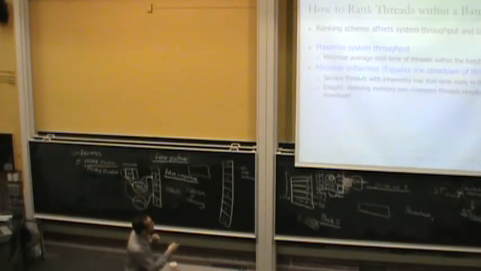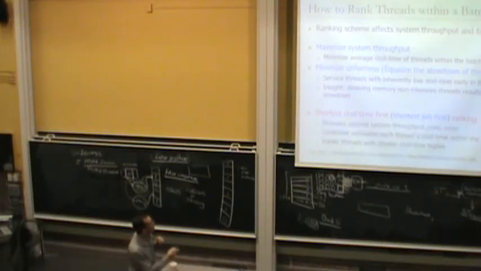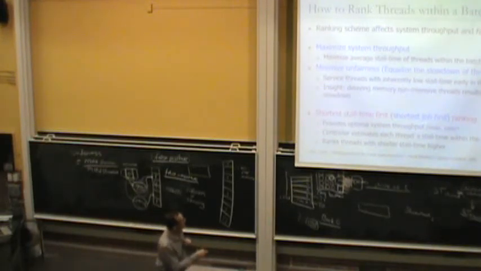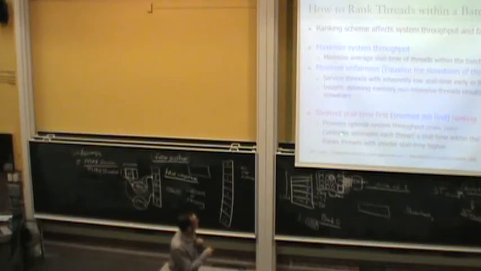So it turns out that if you would like to maximize system throughput and minimize unfairness within the batch, if you do shortest stall time first or shortest job first ranking, you achieve kind of both. And we will see with an example. And this is a very well-known principle, right? Shortest job first. That maximizes system throughput. So how do you do that? Basically, you have the controller estimate each thread's stall time within the batch and rank the threads with shorter stall time higher.